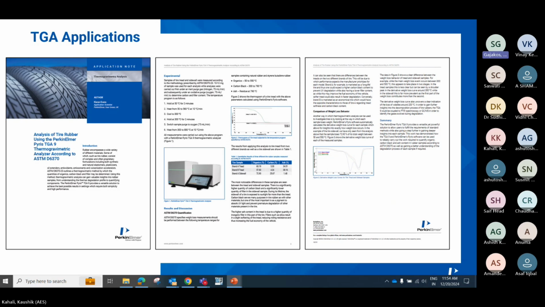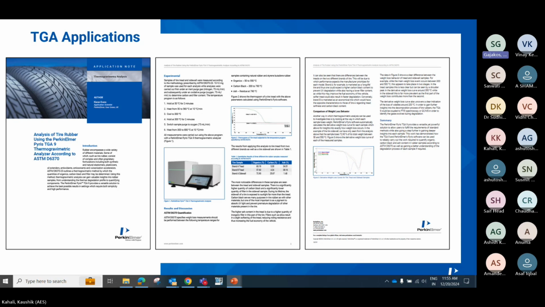Yeah. So we'll move to the next application. The next application is from the tire industry, where a tire sample has been taken from an actual tire and analyzed for different things. In the tire industry, or the rubber and polymer industry, a lot of ASTMs already state many methods. The methods are already given in the ASTM.